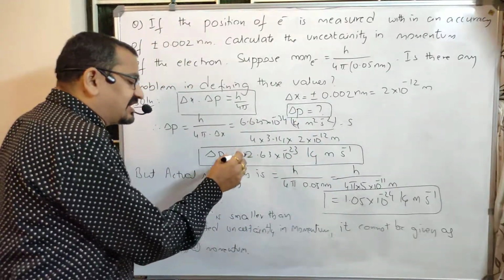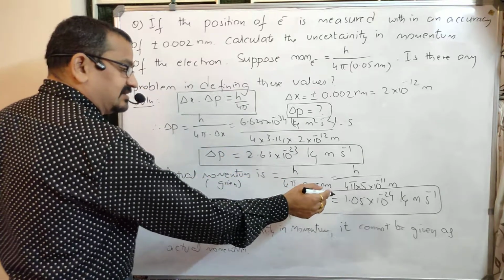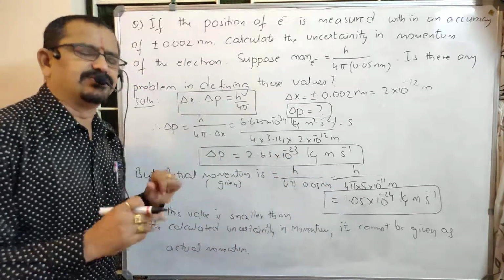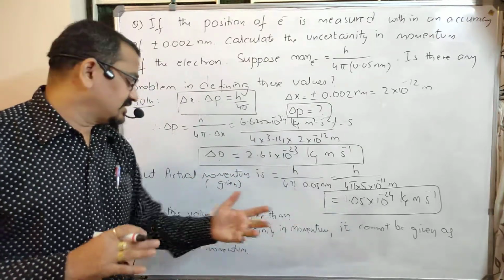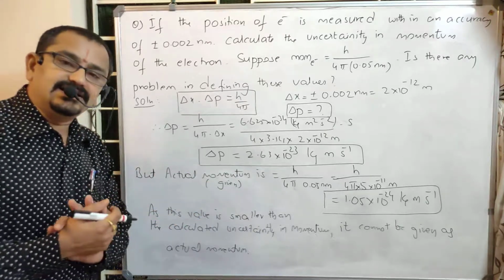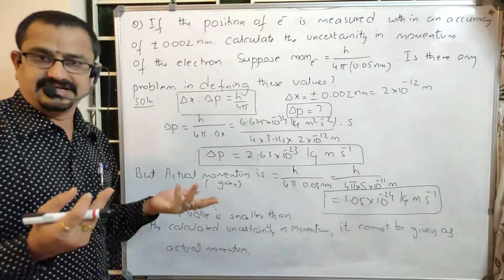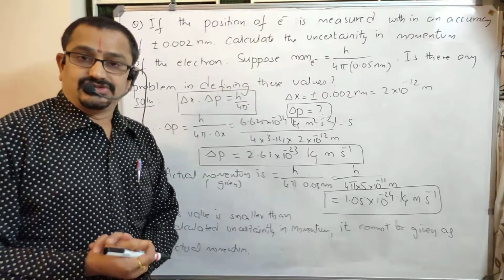When compared with the calculated uncertainty in momentum, this is very small, right? Which is practically impossible. That's why this cannot be taken as actual momentum. So that's the conclusion: as this value is smaller than the calculated uncertainty in momentum, which is practically impossible, this value cannot be given as actual momentum.